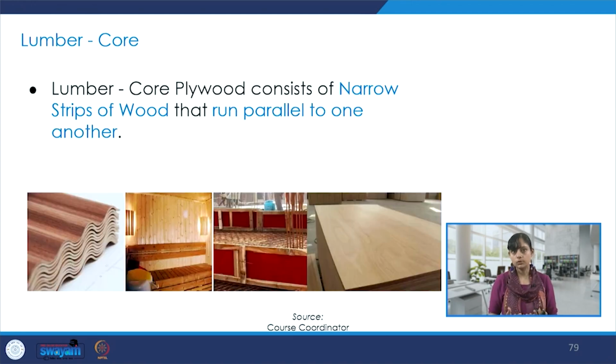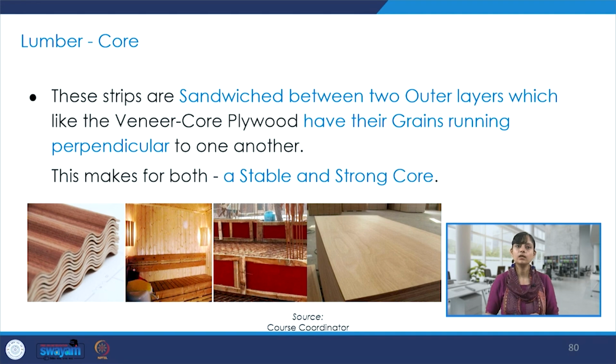Then there is lumber core, where the core of the plywood consists of narrow strips of wood and they run parallel to one another. So we see those examples over here. These strips are sandwiched between two outer layers which, like the veneer core plywood, have their grains running perpendicular to one another, and it's a strong and stable core.